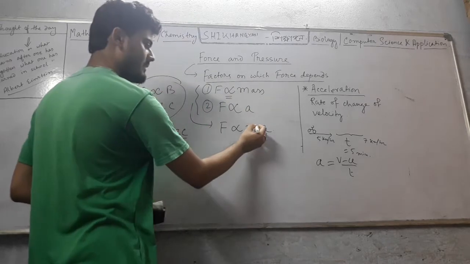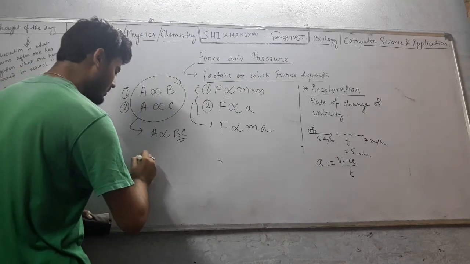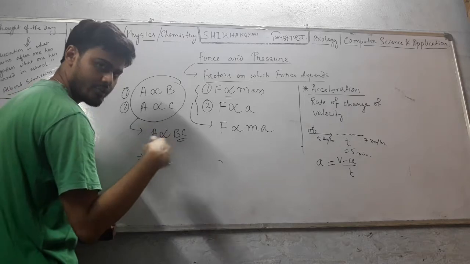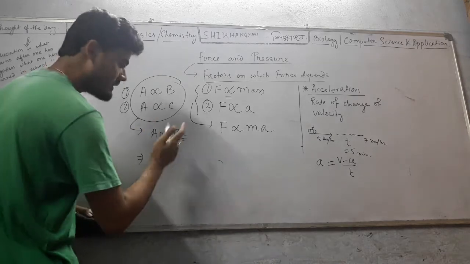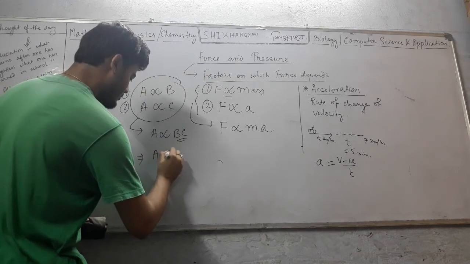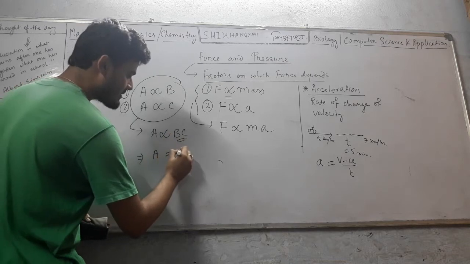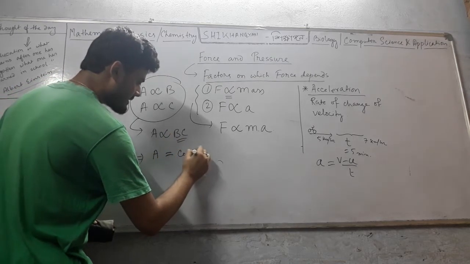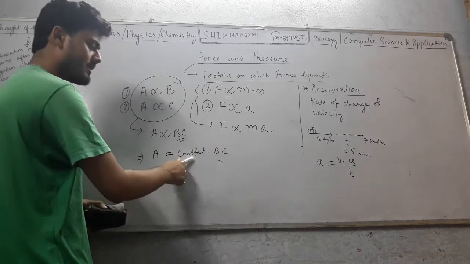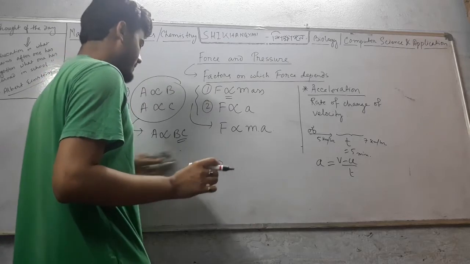MA. That means A multiplied by A. Now again there is another rule. When we change the sign from proportion, vary sign, to equals to, there comes a proportional constant. A equals to some constant into BC. Okay. So what will happen in case of this equation, if F varies as MA?